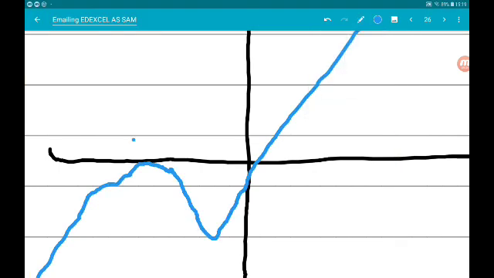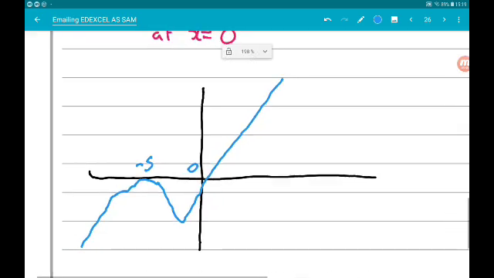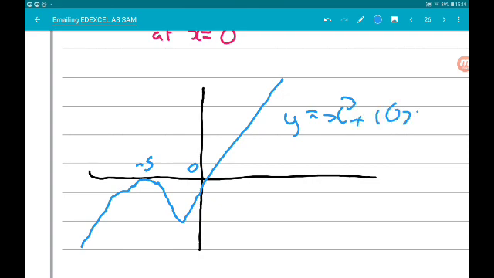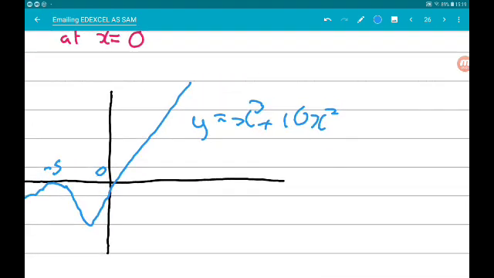So this is minus 5, and this is 0, and that is our graph of y equals x cubed add 10x squared add 25x.